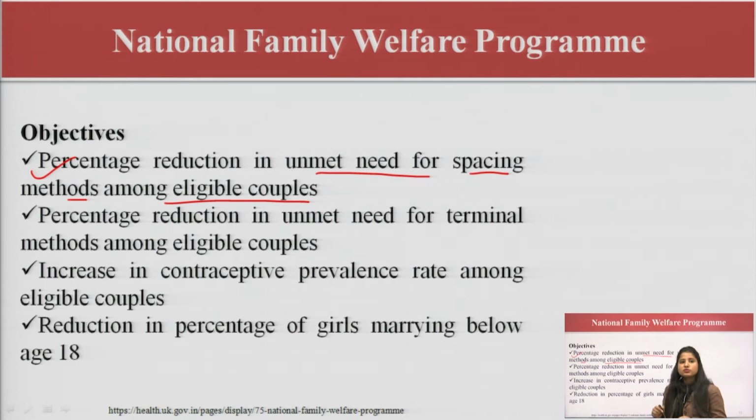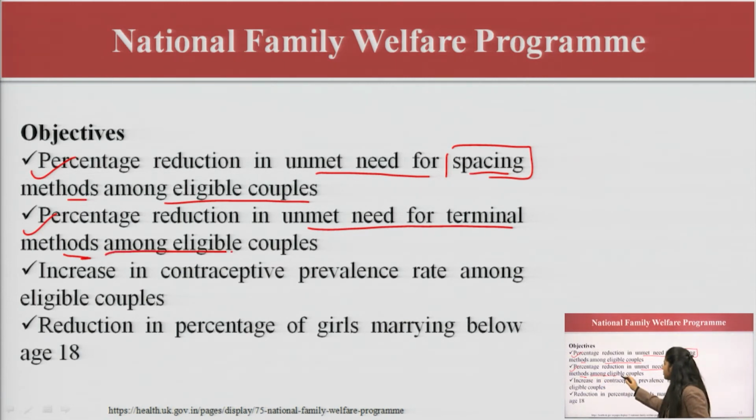We are trying to reduce those numbers so that they can maintain some spacing between two children, then only the mother and child will be healthy. We are not only working on the numbers, we are also working on the quality of the population. See, percentage reduction in unmet need for terminal methods. Terminal methods can be permanent methods among eligible couples.